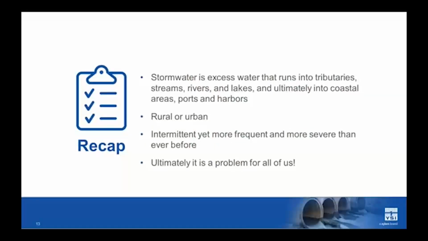So, stormwater can be any type of excess water precipitated by storms, no pun intended there, that runs into tributaries, rivers, lakes, streams, and ultimately gets into the ocean in the long run. It can be rural or urban in origin. And even though a storm and stormwater is a very intermittent event, it is happening more frequently and more severely than it ever has before. So this is a problem really for everybody that's involved in water monitoring and water management, particularly in urban areas, I think.